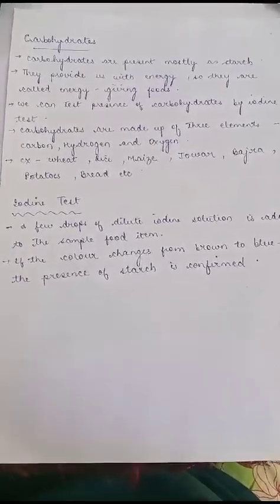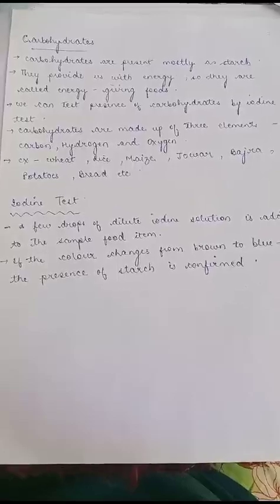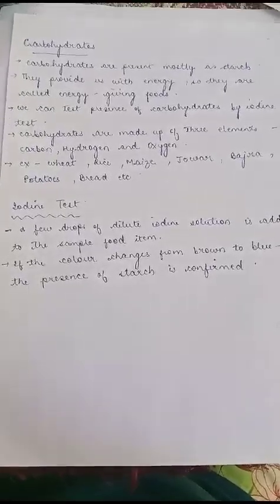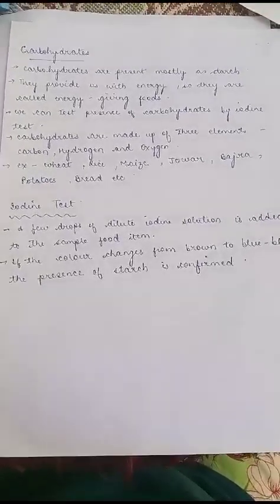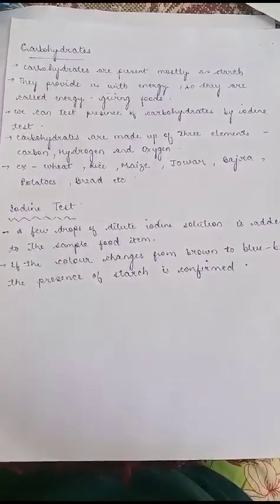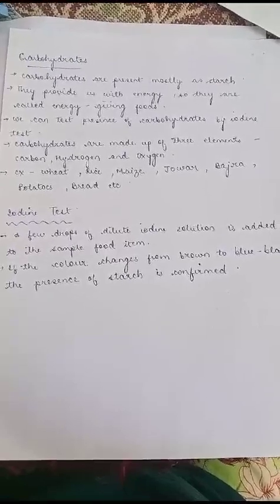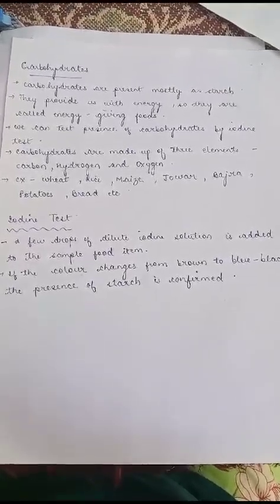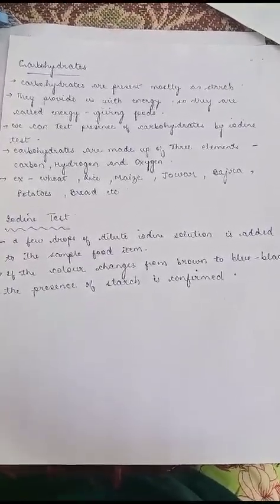We perform the iodine test for testing carbohydrates. How we'll perform this test is we just need a few drops of dilute iodine solution, which is added to the sample of the food. If the color changes from brown to blue black, the presence of starch is confirmed, and so we can find out easily that carbohydrates are present in a food.